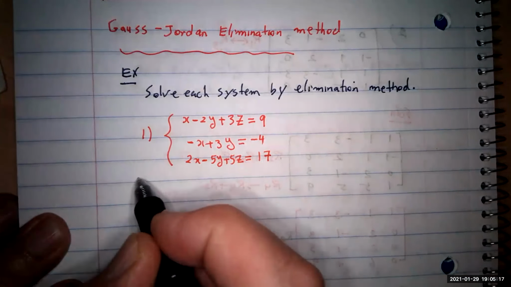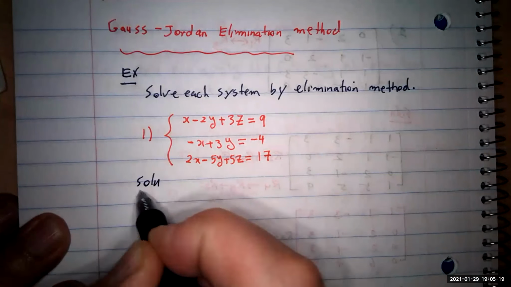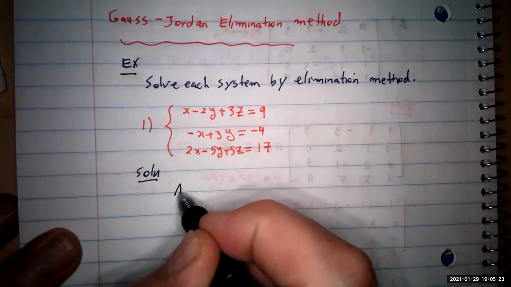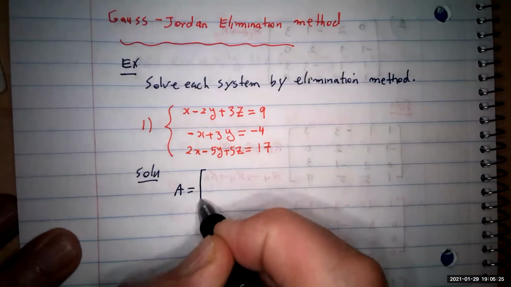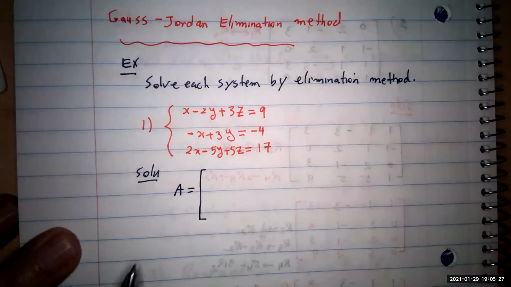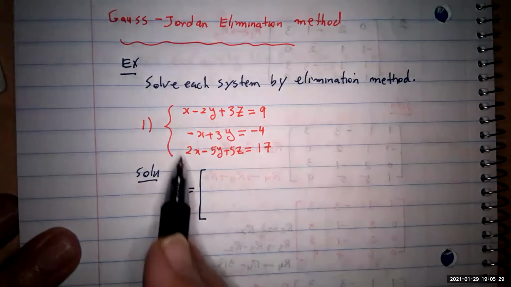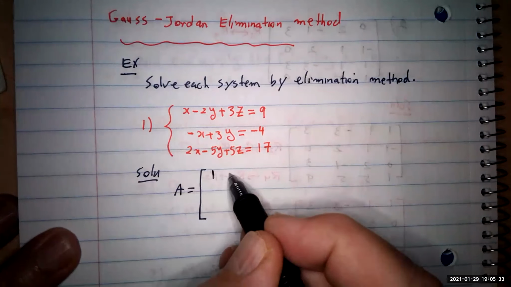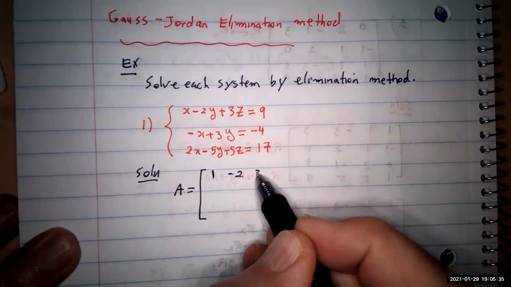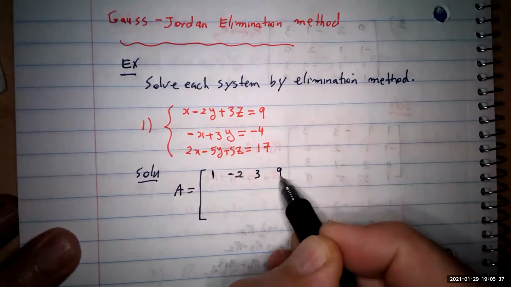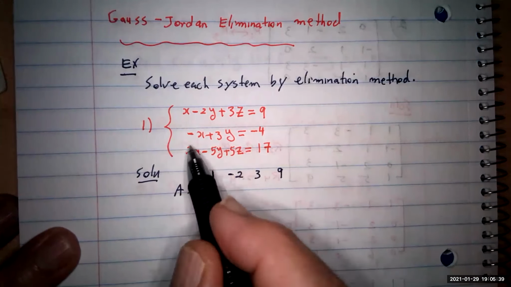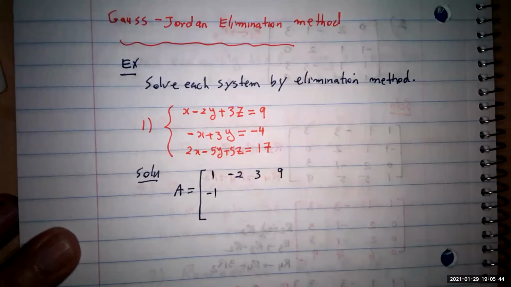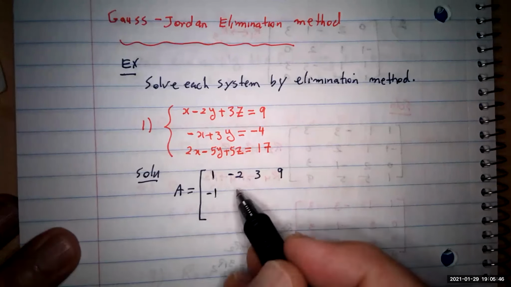For the solution, you form the augmented matrix of the system. Remember, you are going to have the column of the x. The coefficients are 1, -2, 3, and then you have a constant term of 9. The second row, the x is -1, and the y is 3.